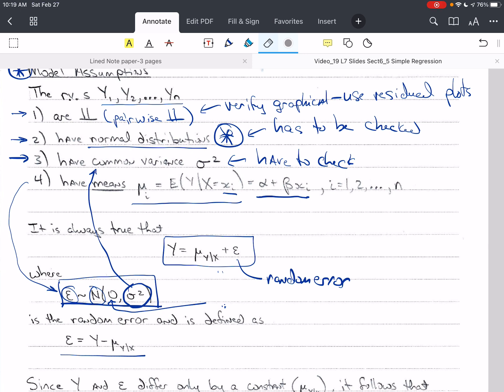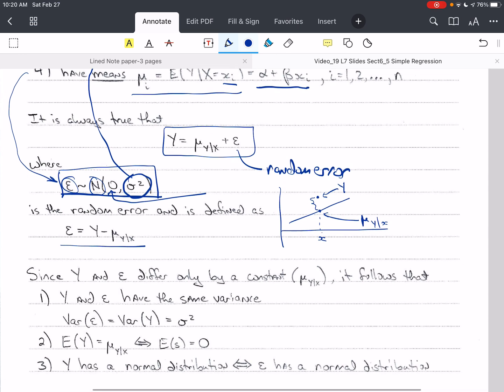So if we take just one point here, and we have a line, and we choose little x, and this point here is mu of y given little x, the actual value, and here is a y value, an observed y value, then the error is this distance between the mean and the y, okay? And it's the random error.